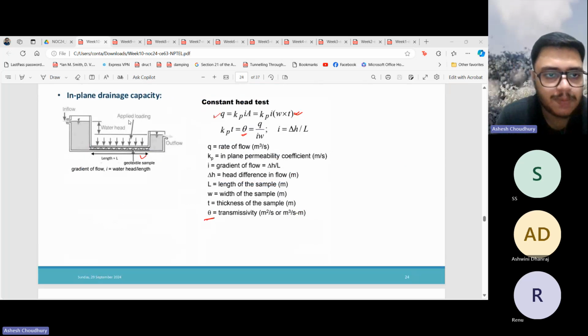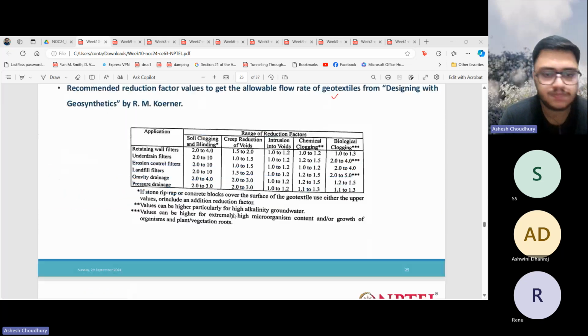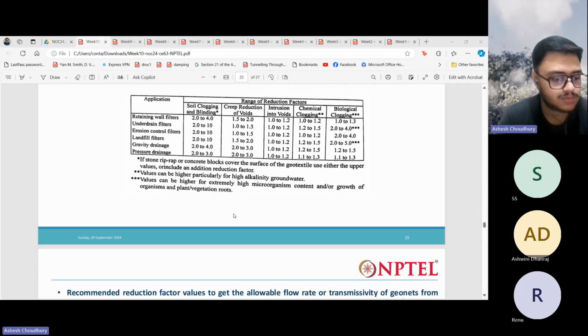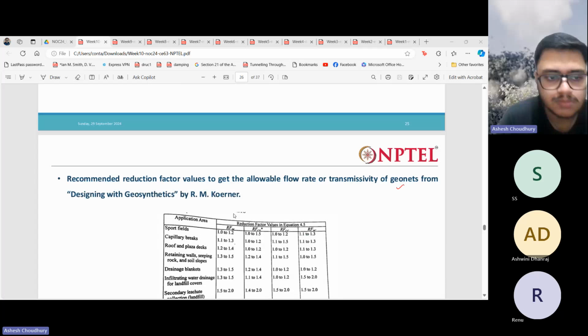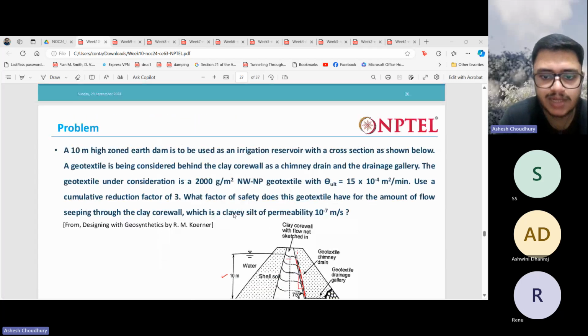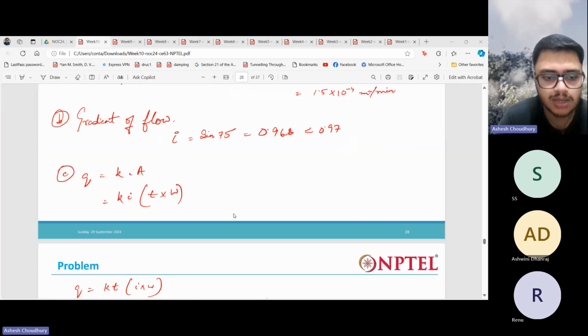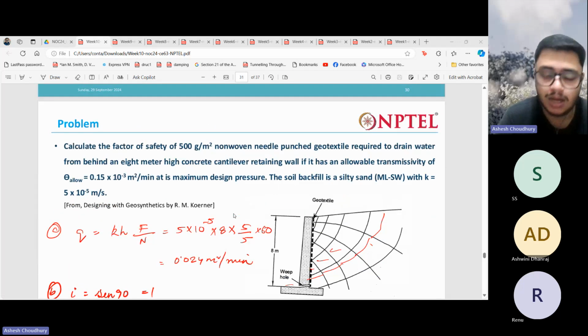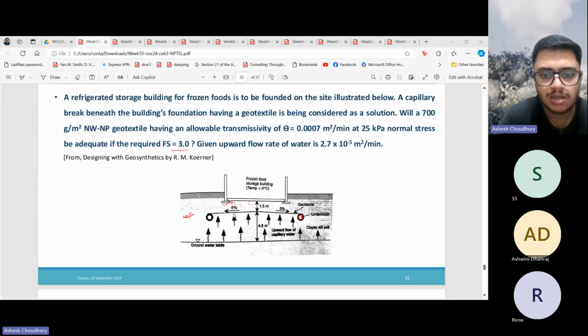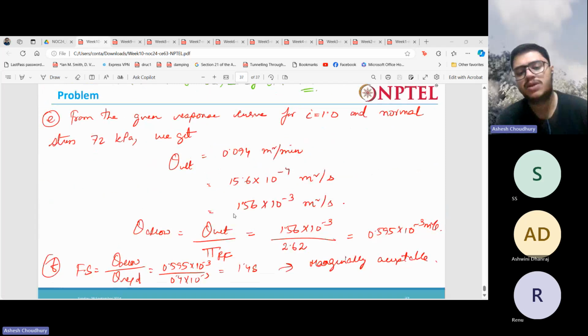Okay, so we have in-plane drainage capacity. How to determine that? We have the constant head test, which helps in calculation of the transmissivity of the reinforcement. Okay, so all these things are the various reduction factors. Then we solve some problems. Let us not repeat these problems again. You can always refer to the previous recordings. Very basic, easy and simple problems we solved.